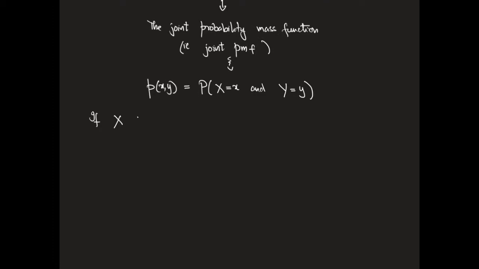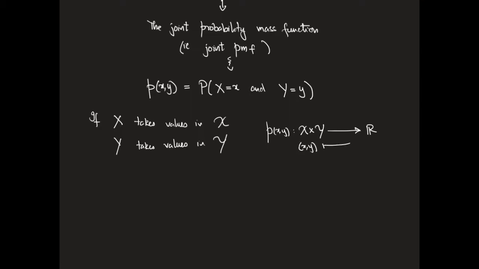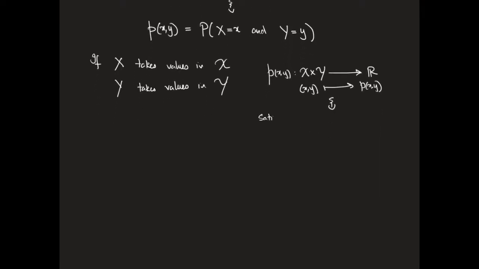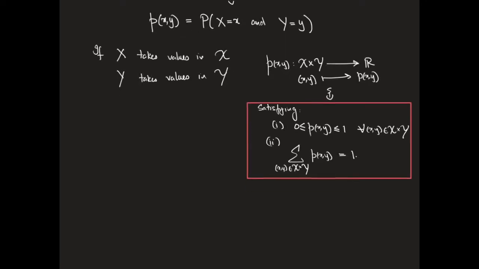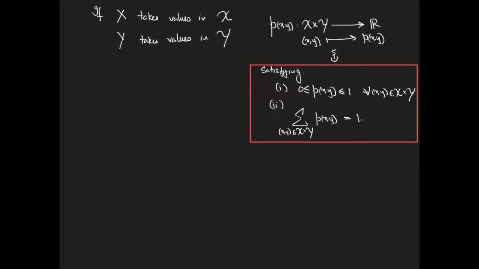Now suppose X takes values inside the set script X and Y takes values inside the set script Y. Then we can think of the joint PMF p(x,y) as a function from the Cartesian product X cross Y to the set of real numbers R, where the pair (x,y) goes to p(x,y). The values of p(x,y) have to satisfy these two conditions. The first condition being that for all values (x,y), p(x,y) will lie between 0 and 1. And the sum of all p(x,y) for all pairs (x,y) must add up to 1.